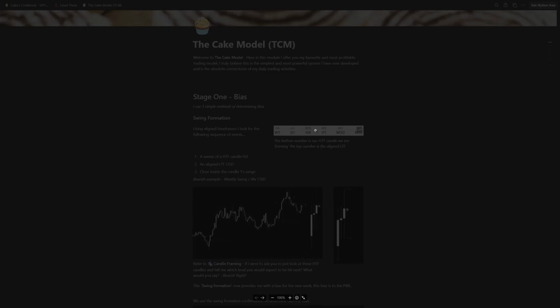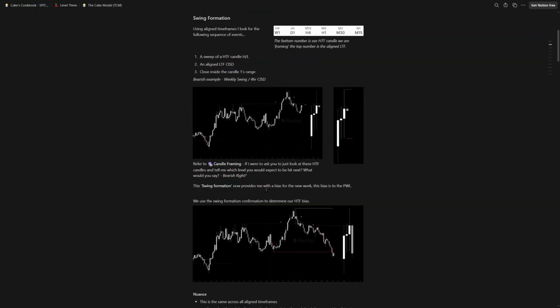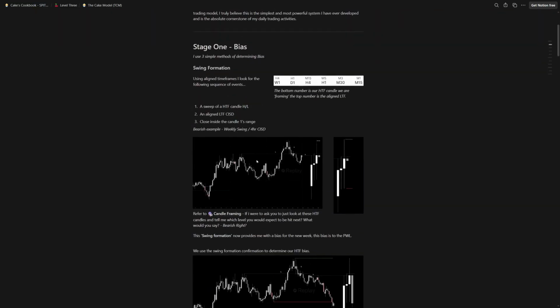Okay, so just a reminder, these are your aligned time frames. The bottom number is our high time frame candle we are framing. The top number is the aligned lower time frame. Okay, so this is a bearish example right here. This is a weekly swing with a 4-hour CISD.